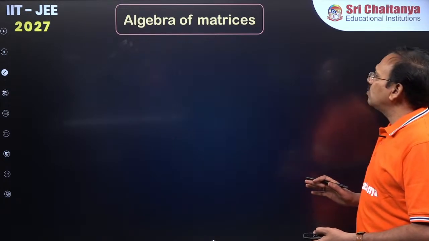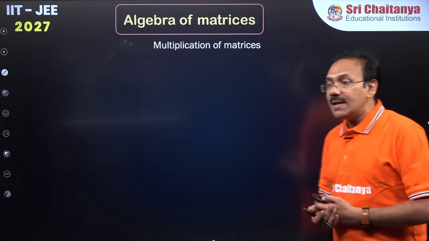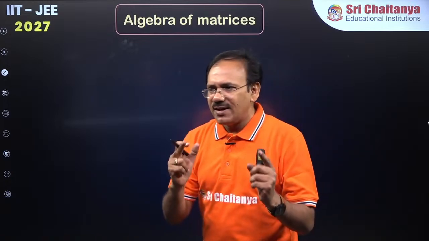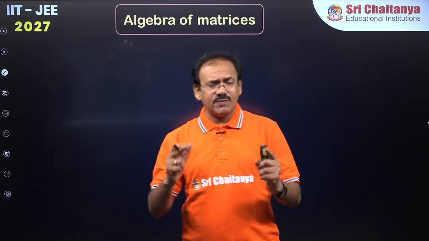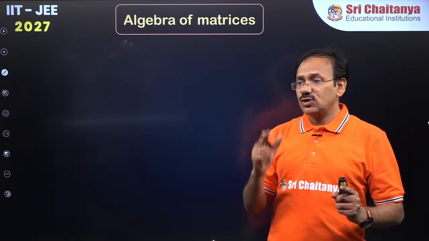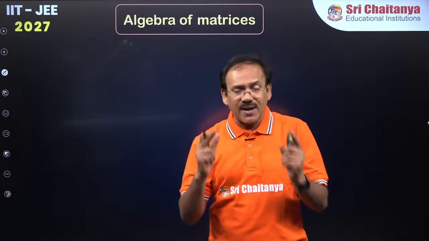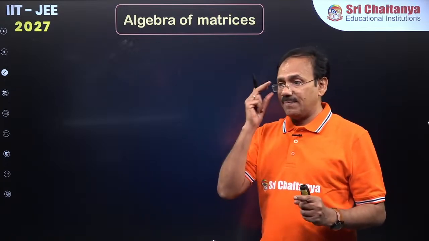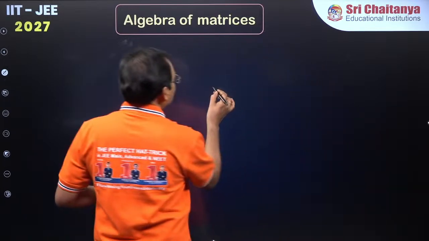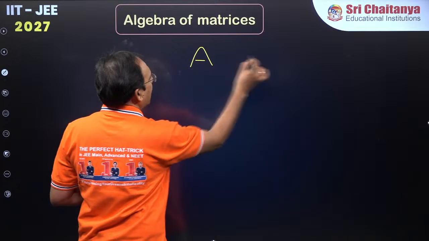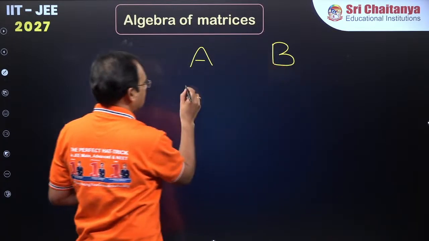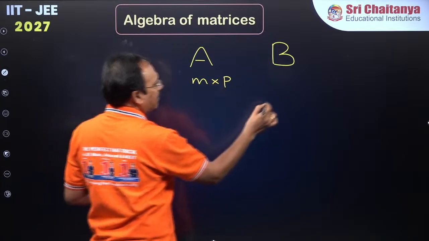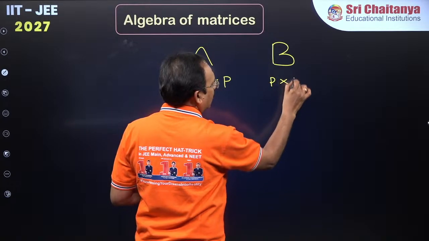So let us go to the next point, multiplication of matrices. All of you listen to this. This we define in a different way. So all of you pay attention here. Multiplication of matrices is not like just multiplying. You see, first point, dear students, suppose A is a matrix of order m by p, B is a matrix of order p by n.